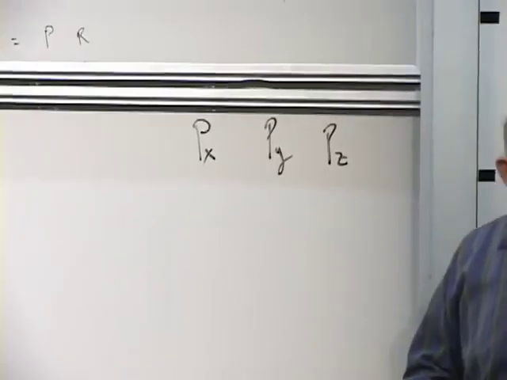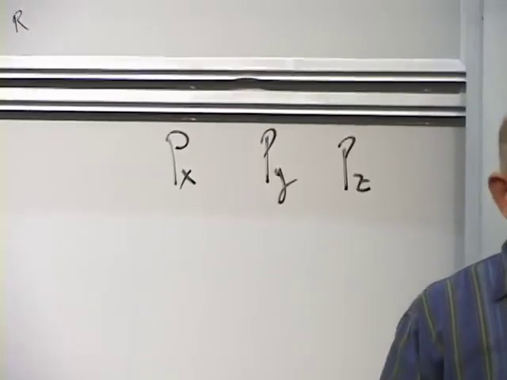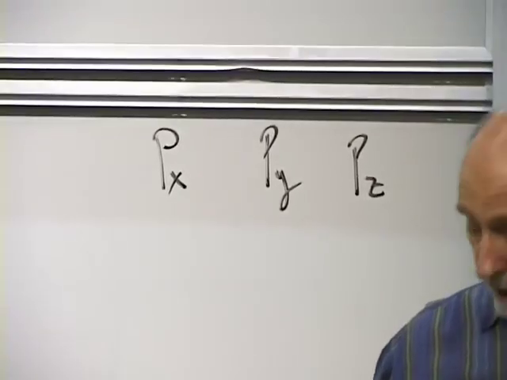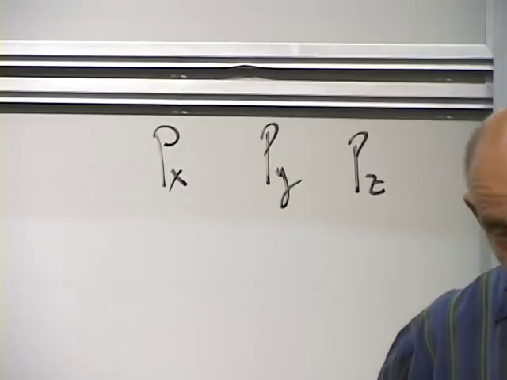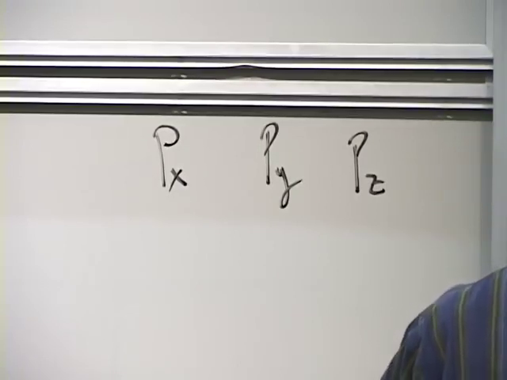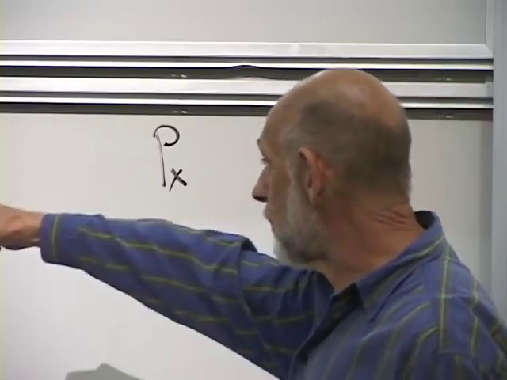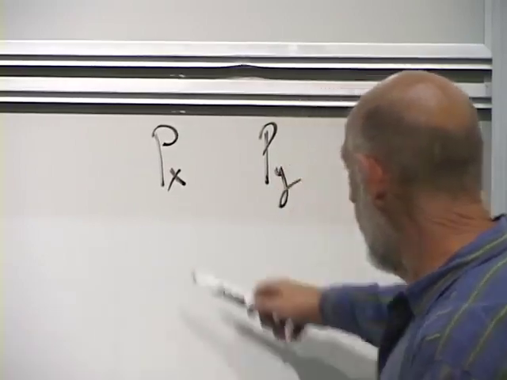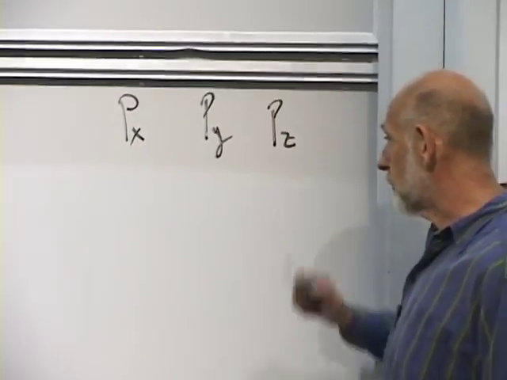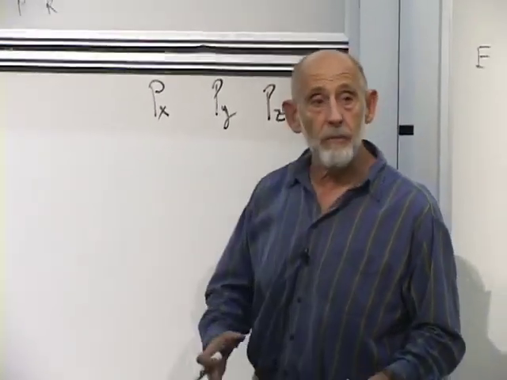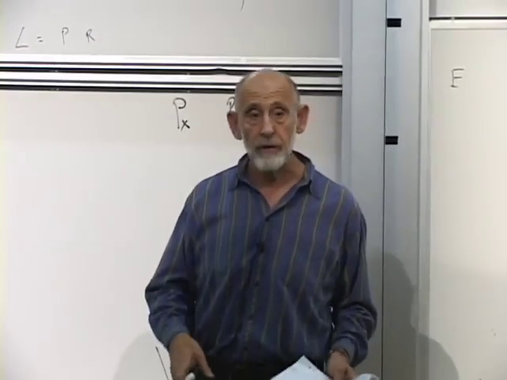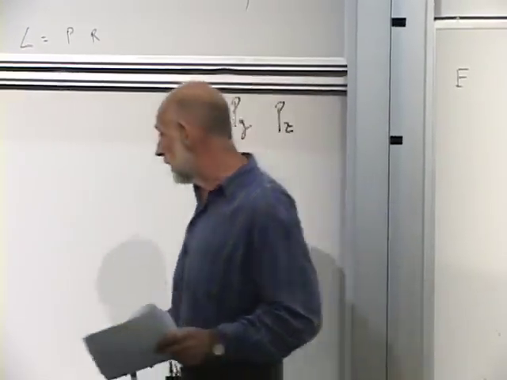You can measure the three components, or better yet, the magnitude and the direction of the momentum, but you can measure all three components simultaneously. There's no obstruction. They commute with each other. So x commutes with y, commutes with z, px commutes with py, commutes with pz, but the components of position do not commute with the components of momentum.